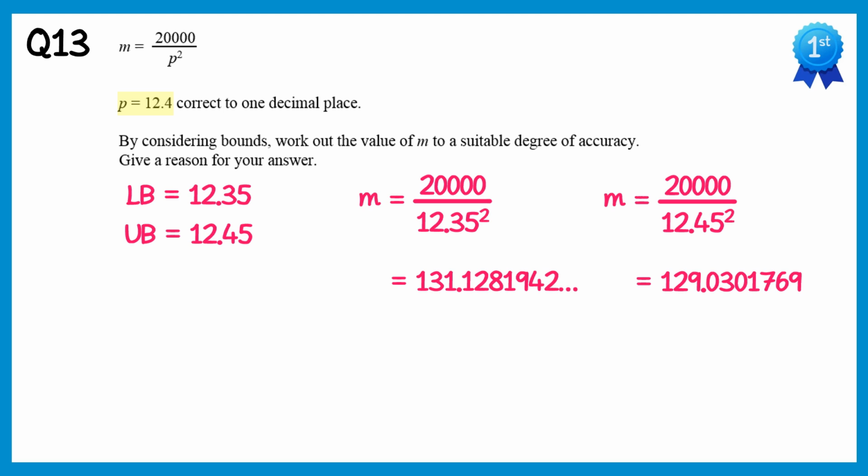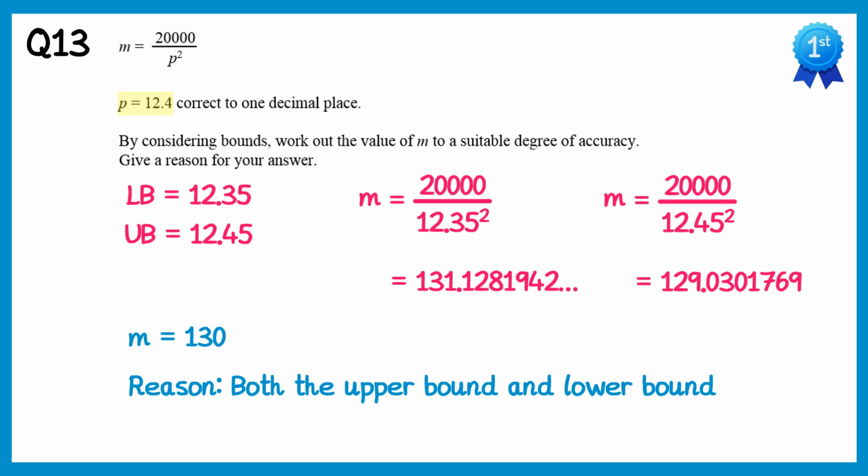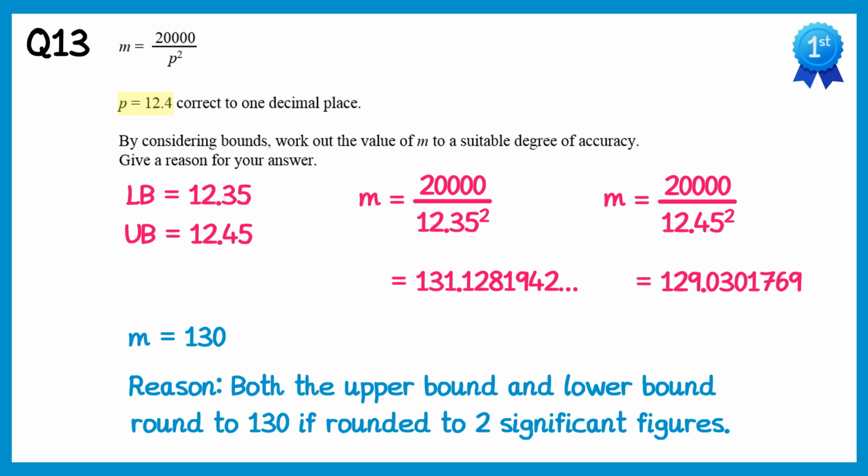gives this number. We now need to work out a value of m to a suitable degree of accuracy. Looking at both of these numbers, the answer would be 130, and the reason for this is both the upper and lower bound round to 130 if rounded to two significant figures.